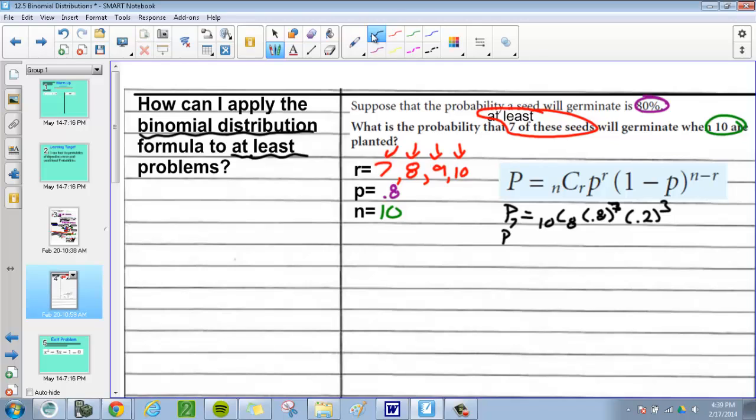And then the probability of getting exactly 8 is 10. Oh no, this one's 7. No, I'm screwing this whole thing up now. Gosh, how do I make so many mistakes? Okay, we're back to 8 now.